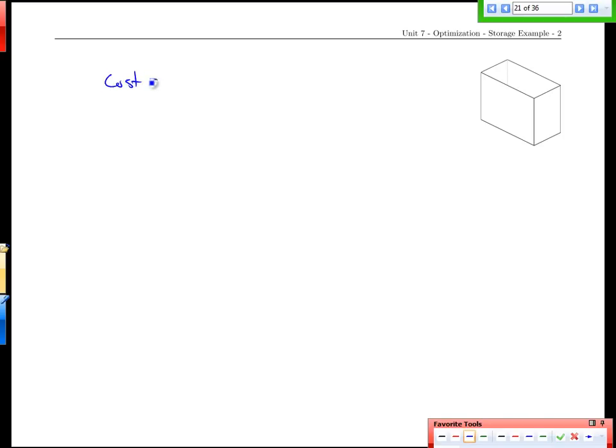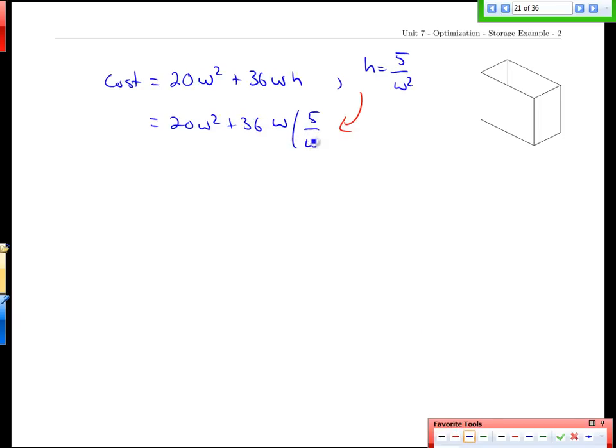Our cost is, I already forgot, 20W squared plus 36WH. Our H was 5 over W squared, so our cost can be rewritten as 36W times 5 over W squared. And we can simplify that one step further. 36 times 5 is 12 times 5 is 60, 180 over W. That's our cost.